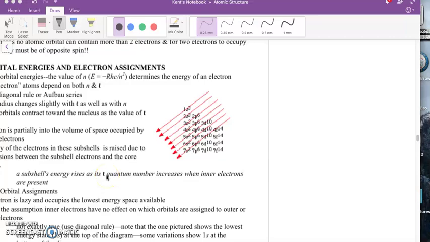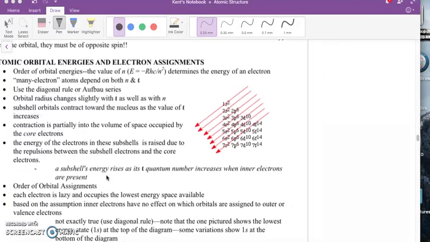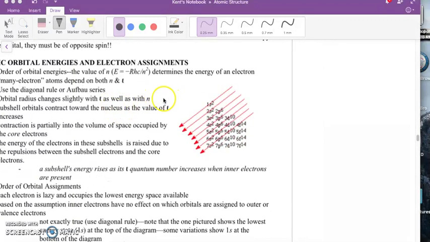All right, I wanted to talk about Aufbau's principle. So I've kind of gone a little out of order in your notes, and that's okay. I just want to convey it in the way that makes the most sense.